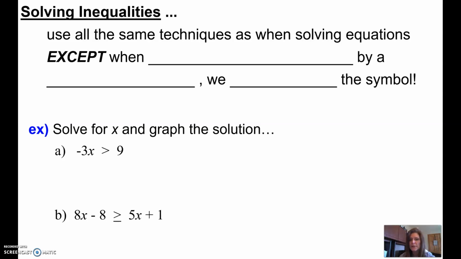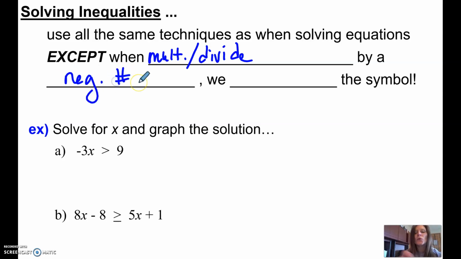The one big difference, and maybe you remember this, is that when you multiply or divide, and usually it's dividing, by a negative number, we are going to reverse or flip the symbol. Okay, so if it was greater than, it'll flip around and be less than. And it's the same with or equal to's. So let's take a look at a couple examples.